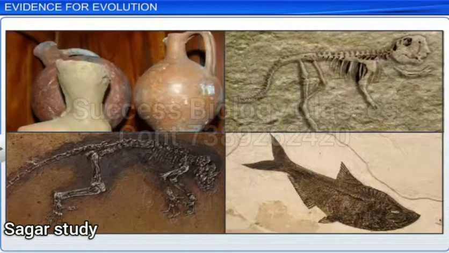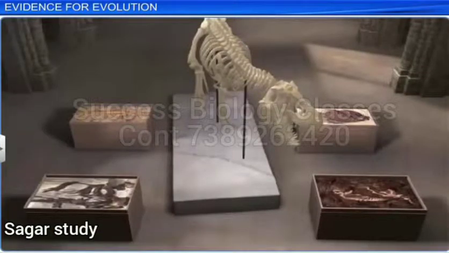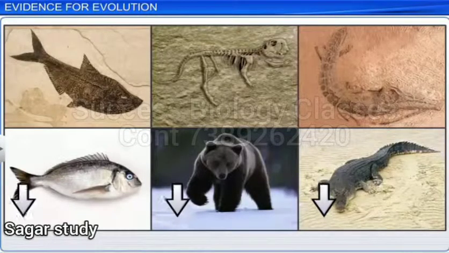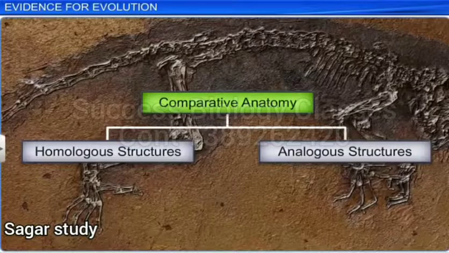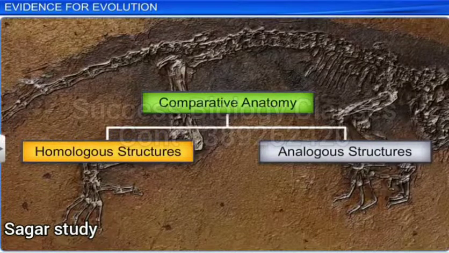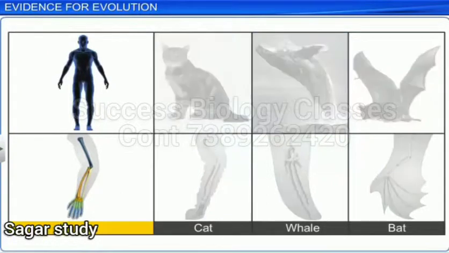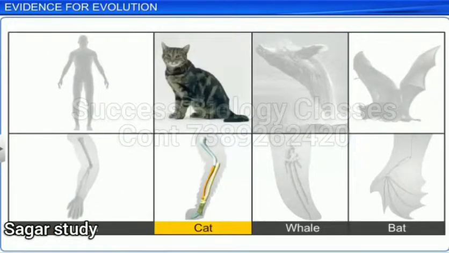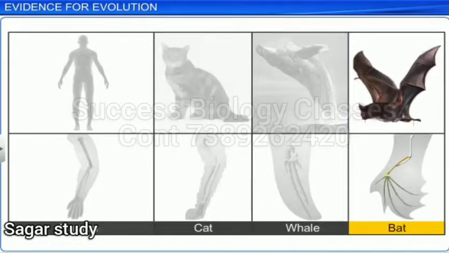Fossils are also of great help in morphological and anatomical studies. They also help in comparative anatomy, which is the study of the similarities and differences in the internal anatomy of organisms of the past with those of today. There are two concepts of comparative anatomy: homologous and analogous structures.